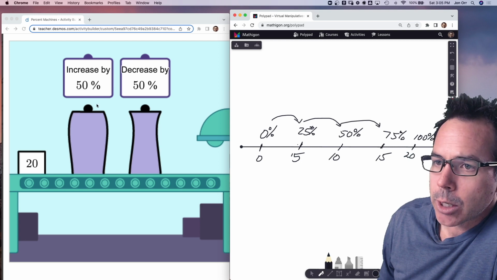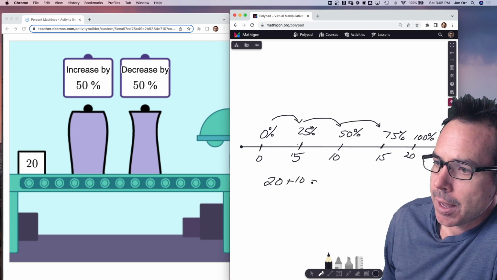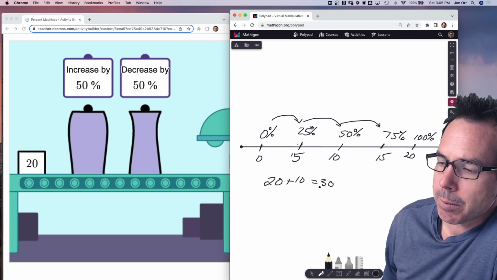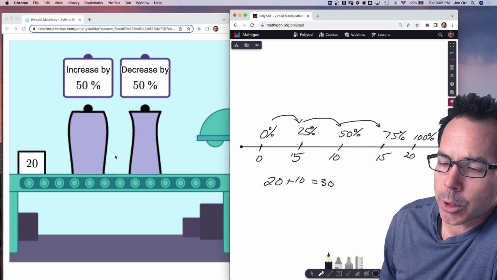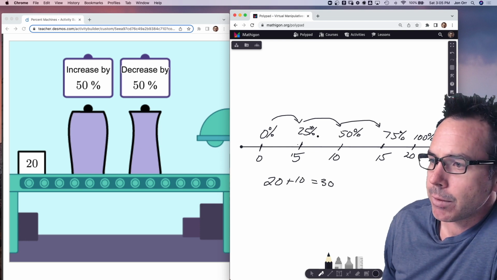And so if I had to increase 20 by 50%, I could take 20 and increase it by the 50%, which is 10, and I get 30. So then now we have 30 that comes out of this machine and it goes into this machine. And it's going to decrease that 30 by 50%.